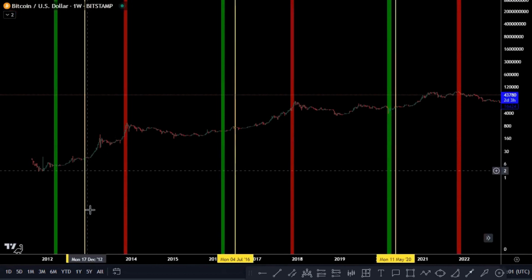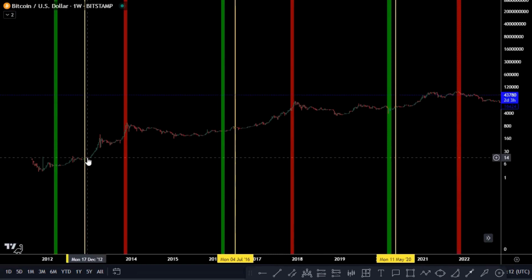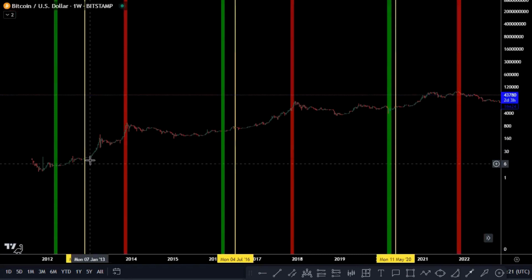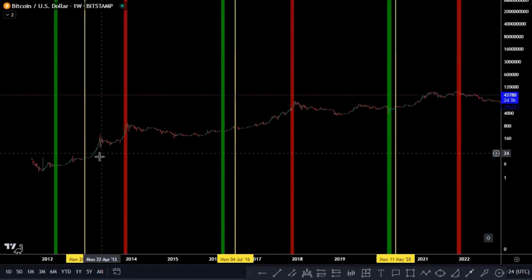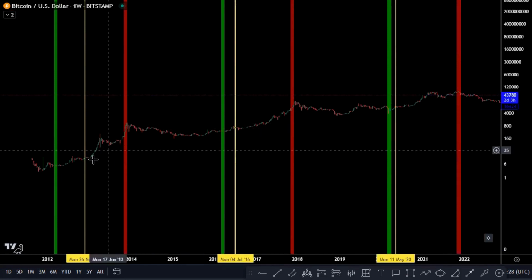The first one was here, 26th November 2012. You see, price was already kind of going up here. We saw some consolidation, moving sideways. We're going to go over these different types of market structure and cycles in the following videos, but we're just going to stick to the Bitcoin halving and look at these charts to see how it coincided with a price rise or bull run.